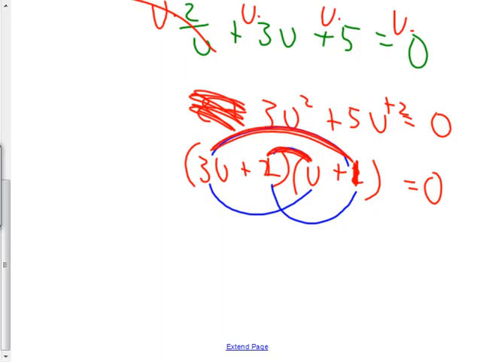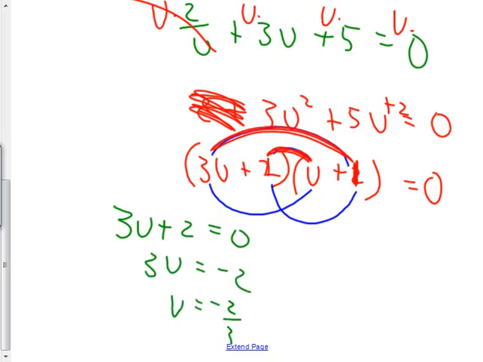So then, you would have to equal negative... No, I don't think so. Here, in case you get stuck on that kind, what you do is you rewrite this equal to 0. 3u plus 2 equals 0. 3u equals negative 2. u equals negative 2/3.